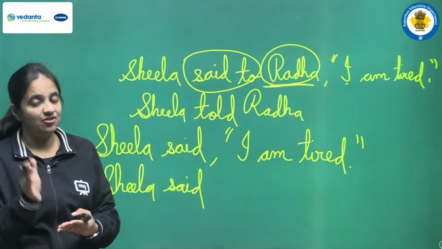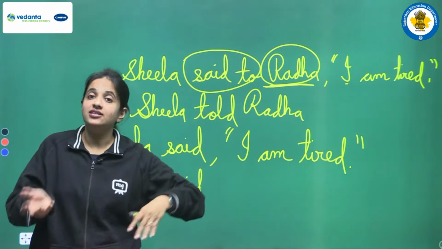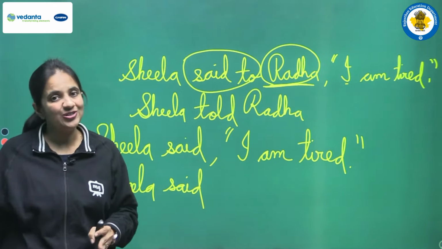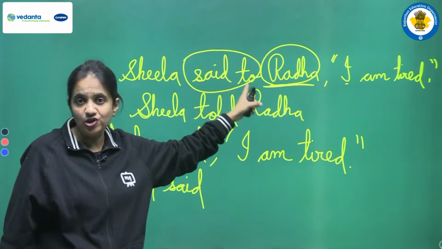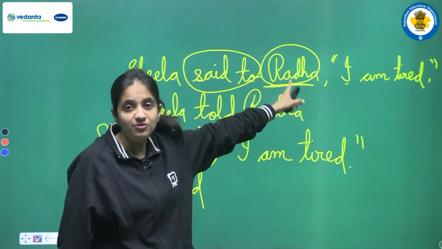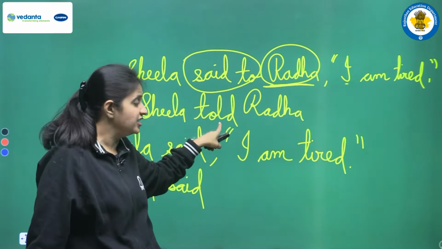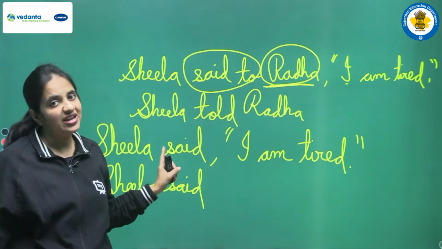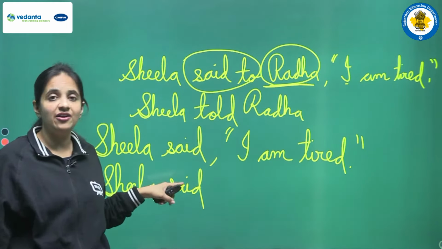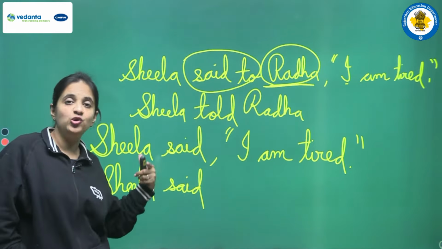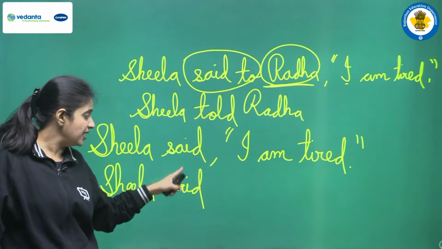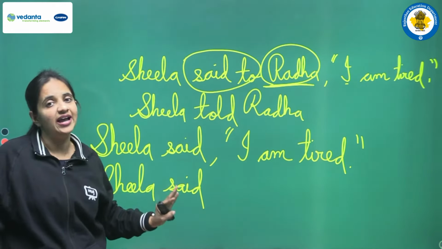Clear? So this is the first change related to the assertive sentence. According to this rule, if we have an assertive sentence and we have said to, meaning we have one object, then said to is changed into told. But if we have no object, only said in the sentence, then we don't change said into told. We just write the same word as it is, without any changes.